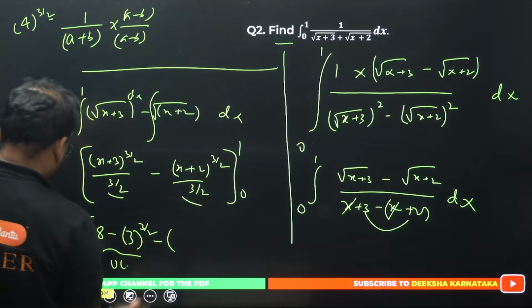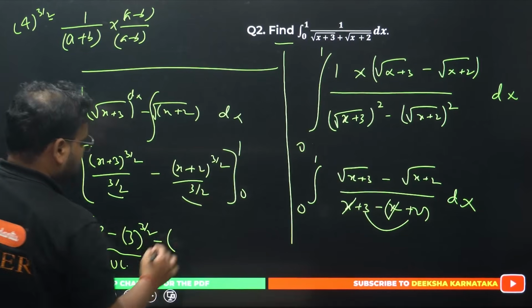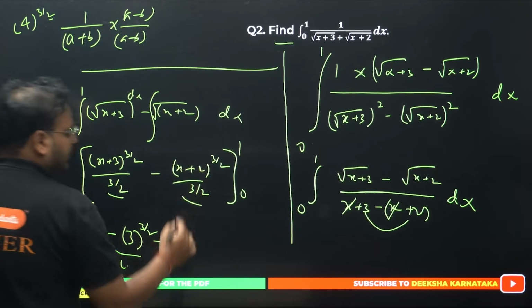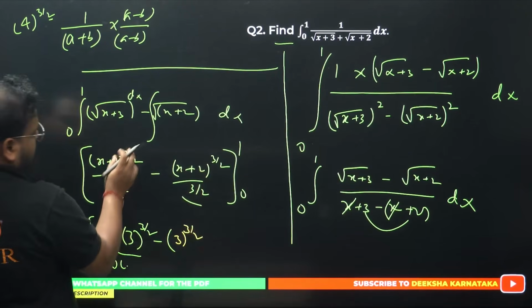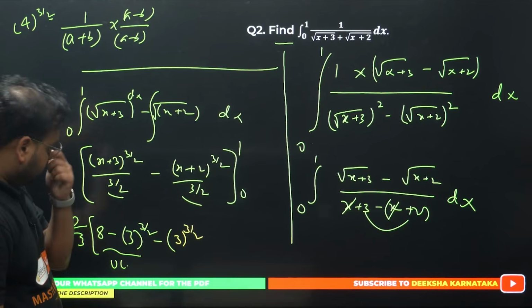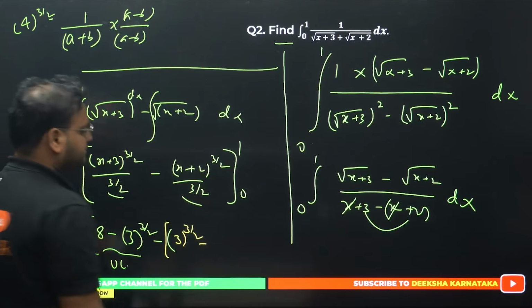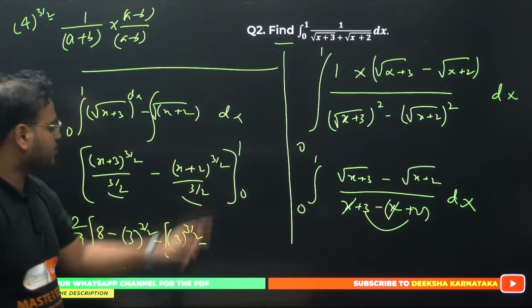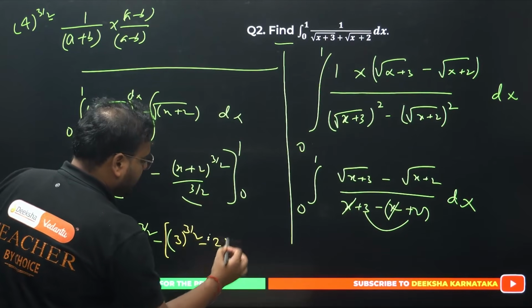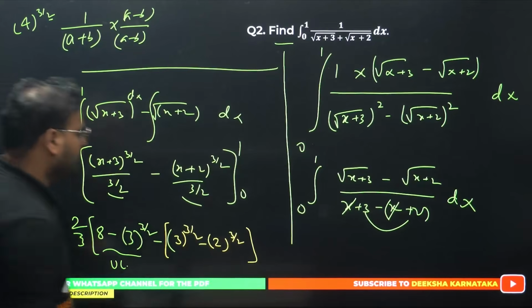0 plus 3 is 3 here, power again 3 by 2. There's a plus sign over here, right? There's a minus sign over here. Now put back, in this case 0 plus 2 is simply 2 power 3 by 2.